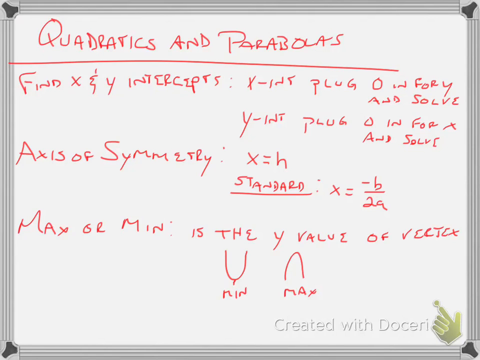You need to know how to write the equation in vertex form from a graph. And it's going to be y equals a times parentheses x minus h squared plus k. The h and k is the vertex.